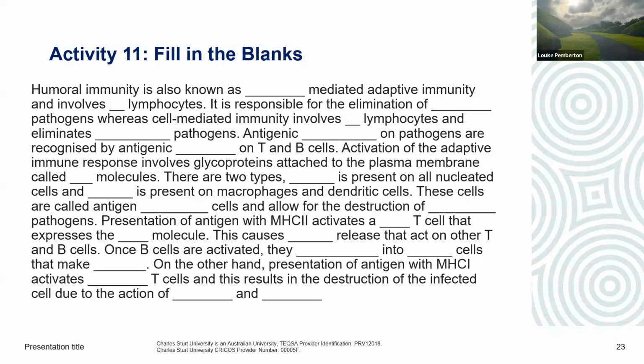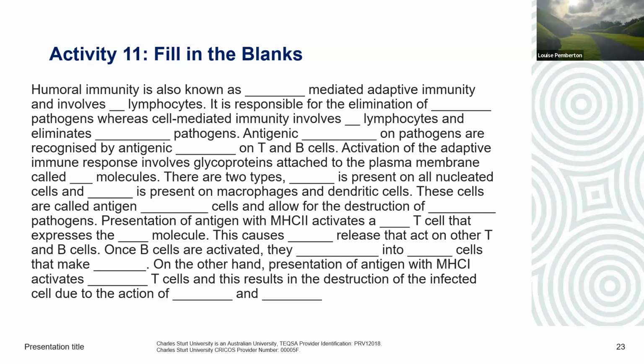Okay, these cells are on the other one. Class 1 is present on all nucleated cells, so class 2 is present on macrophages and dendritic cells. These cells are called antigen presenting, or sometimes called professional antigen presenting cells, and allow for the destruction of extracellular pathogens. So the destruction of, yeah.